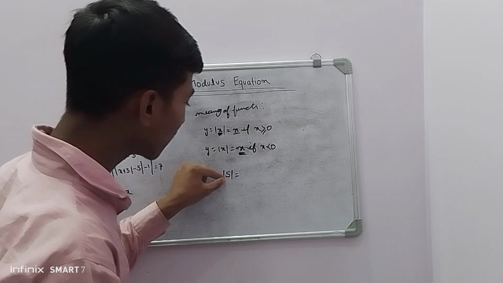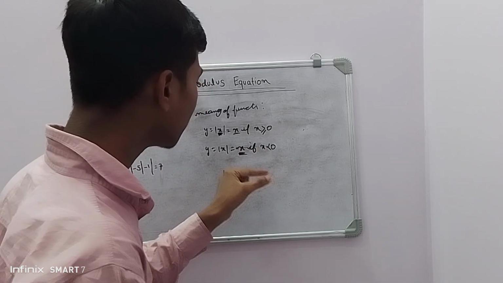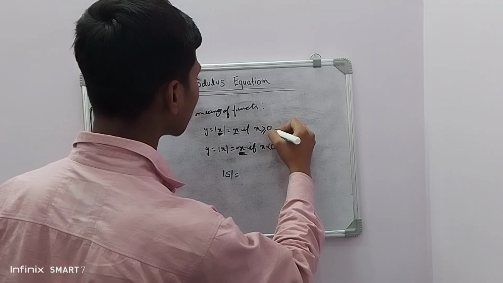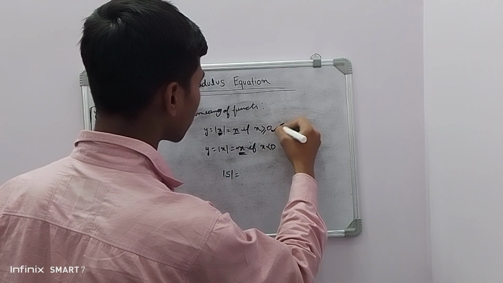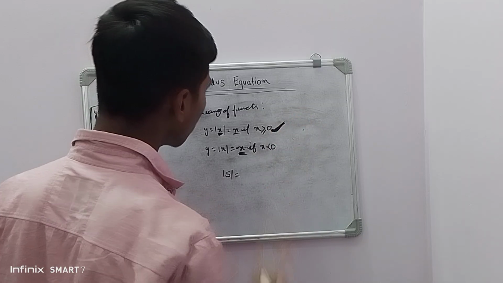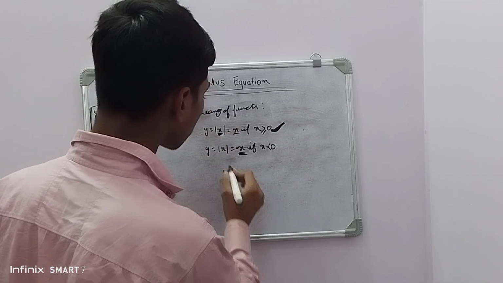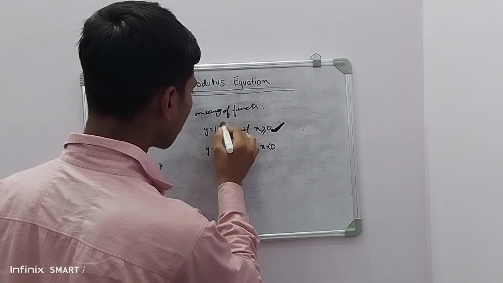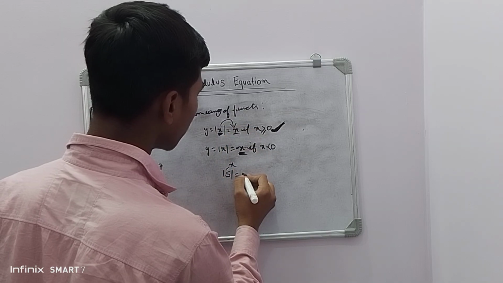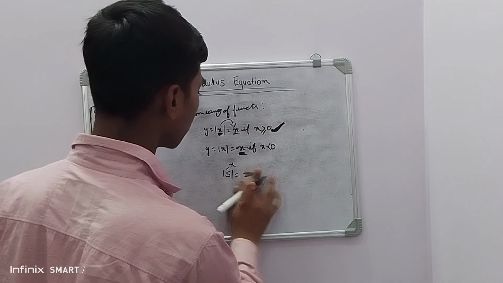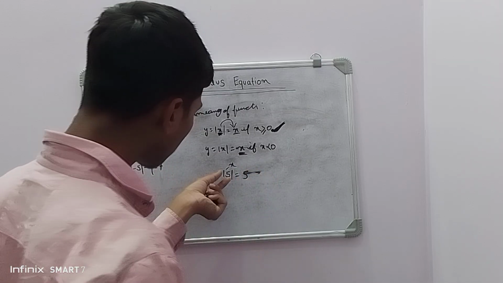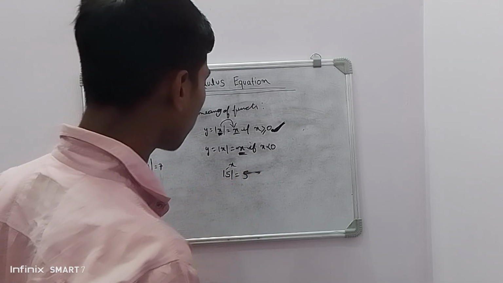So in this case, 5 is greater than 0, so this case arises here. Here 5 is greater than 0, so what will be the answer? Let's say this is x, then we get the value x, so we get x here, again 5. So as you can see, mod 5 is equal to 5.